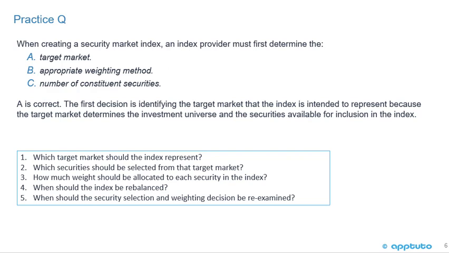I've put the list there again of 1 to 5, but as we know on the CFA exam, they can sometimes ask a question like, which step comes after the index being rebalanced, or which step comes before how much weight should be allocated to each security in the index, and all they're really getting you to do is to memorize lists. A lot of memorization on CFA level 1 for sure.